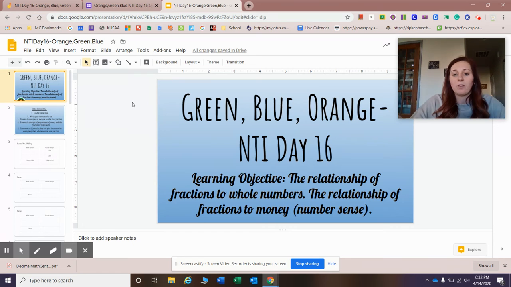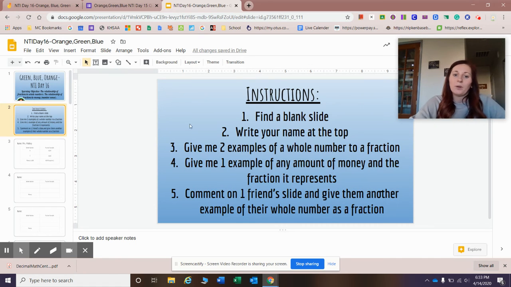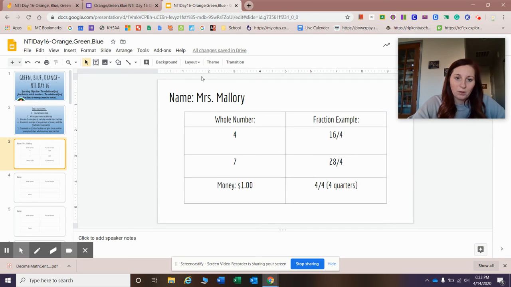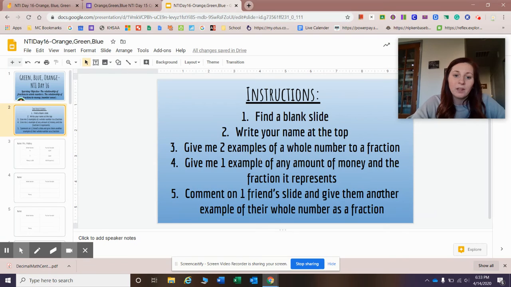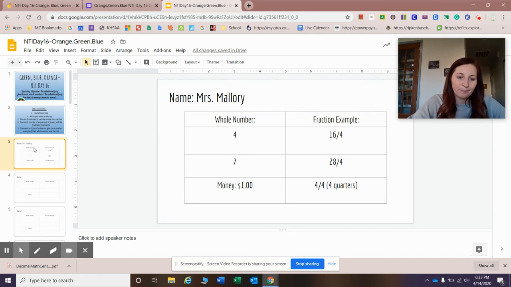Our learning objective is the relationship between fractions and whole numbers. Or we talked about today, number sense, so fractions to money. So this is kind of a review, and this is also kind of what we looked at today. It has instructions. You're going to find a blank slide, write your name at the top. Well, I have an example slide for you. I found a blank slide. I wrote my name at the top. You're going to give 2 examples of a whole number to a fraction and 1 example of any amount of money and the fraction it represents. Well, I did my 2 whole numbers. I did 4 and 7, and I gave a fraction example. And then I also have my money as $1.